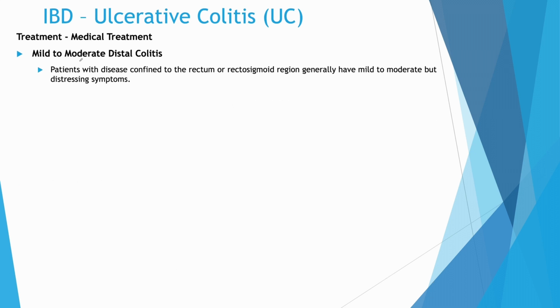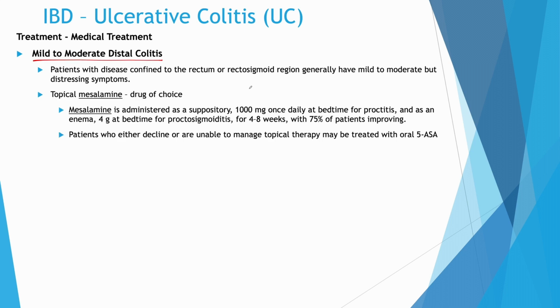Now let's go step by step here. So in mild to moderate distal colitis, we usually start with a topical mesalamine. Remember, we can reach this area, so we tend to use suppositories a lot, especially in milder disease. And that helps avoid having to administer these medications systemically and avoid some side effects. Now, this does require that you're putting a suppository up your bottom on a daily basis, which is not necessarily everyone's cup of tea. So there are patients that might decline to do this, and if that's the case, then we tend to go with an oral 5-ASA.